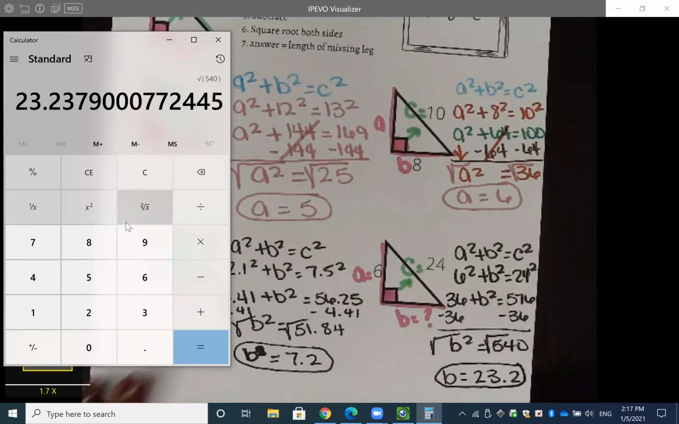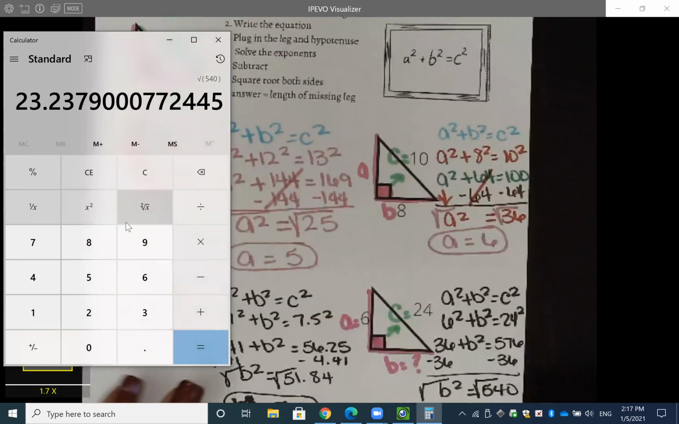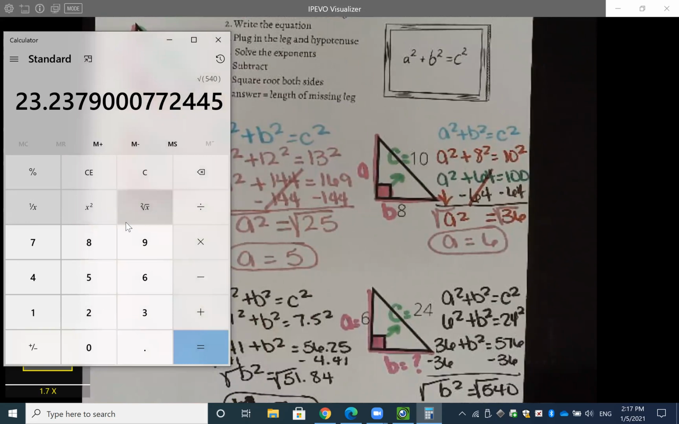All right, guys, this is very similar to what you did last week, except now, instead of adding right here, you are subtracting to get the variable on the side by itself and then take the square root. Good luck.